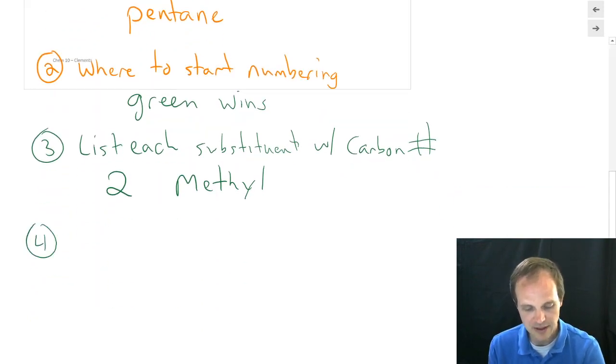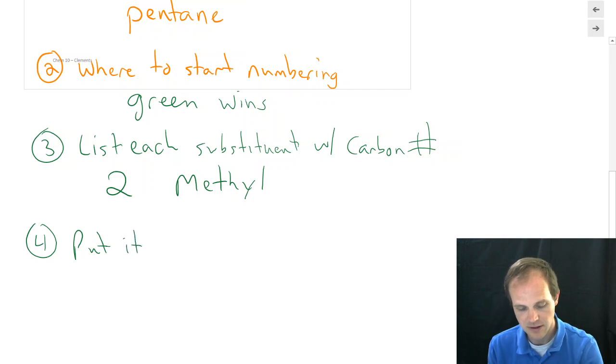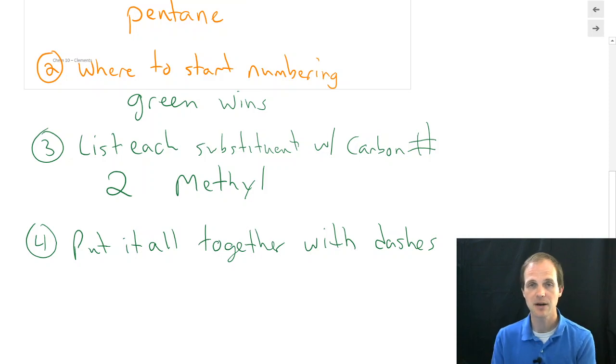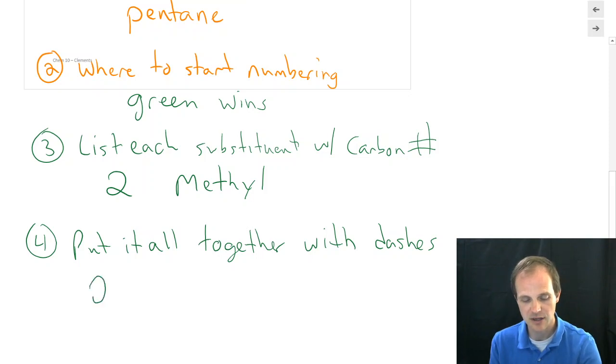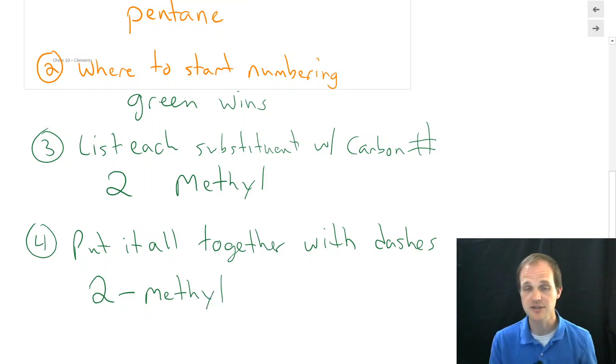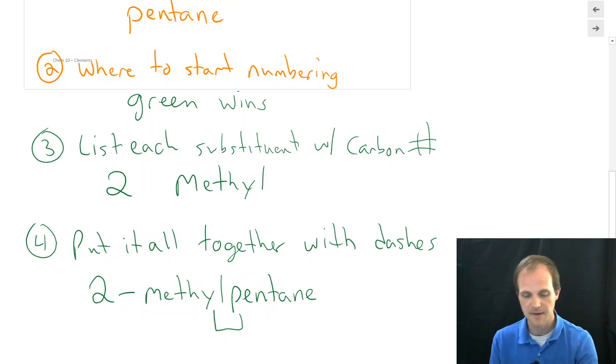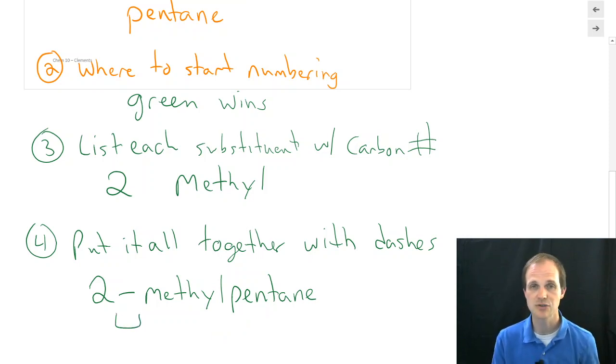And then we're going to put everything together with dashes. And what do I mean by that? At the beginning part of the naming, anytime there might be a space, we're going to use a dash instead. So we're going to tell someone on carbon number 2 dash, I'm going to put a methyl group. I start with my substituents, and then I end with my backbone name. In this case, it was a pentane. And you'll notice there's no space between methyl and pentane. And there's a dash here between the 2 and the methyl.